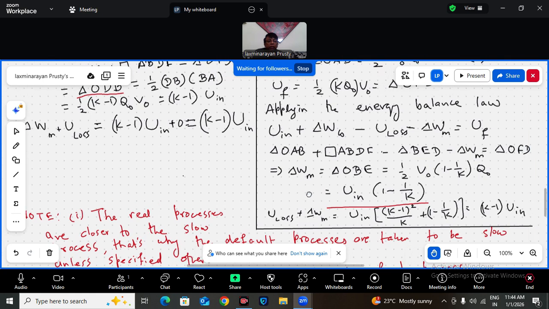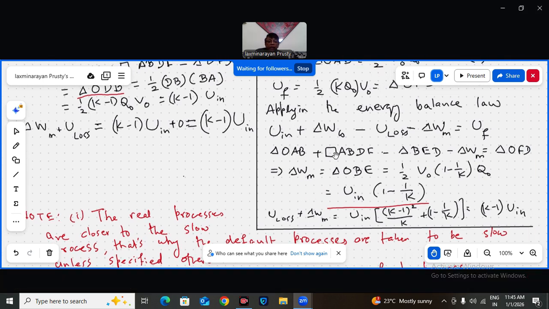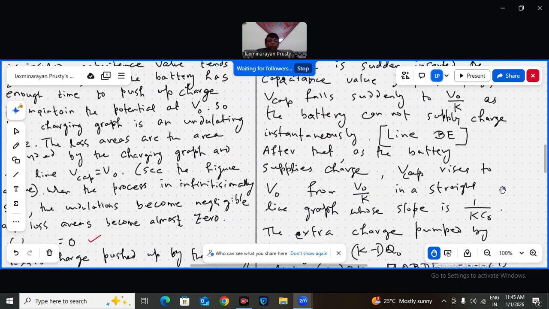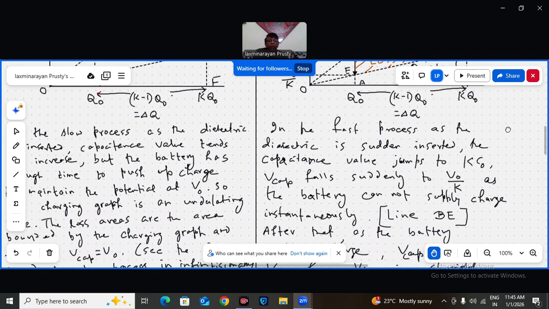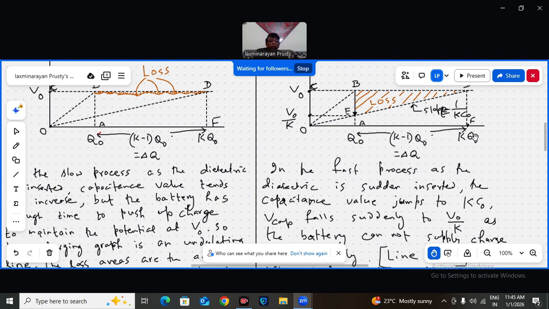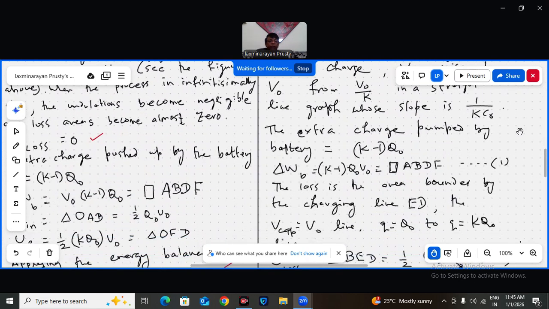Okay, let's just see. OAB area is the initial energy. The rectangular area ABDF is delta W of the battery, minus U loss, which is the triangle BED. The ABDF is the rectangle, the work done by the battery, and the final energy is the triangle OFD. Just see this.